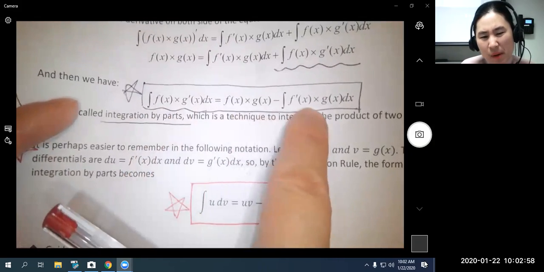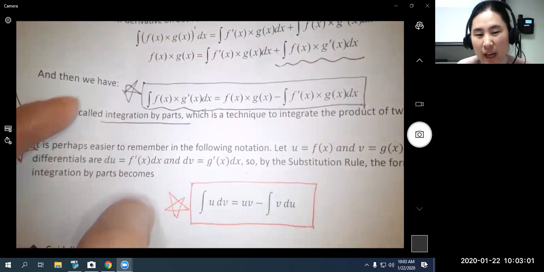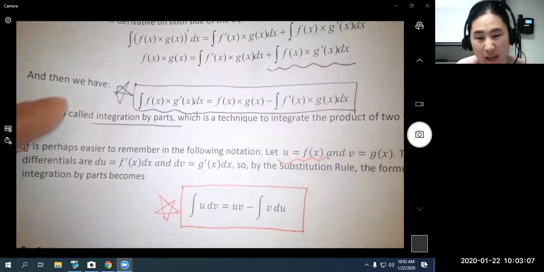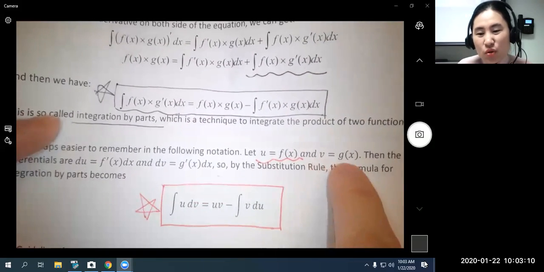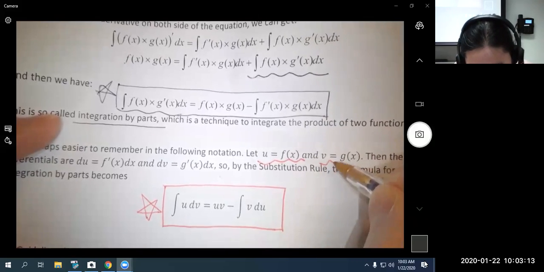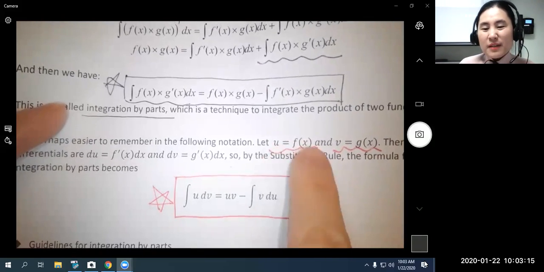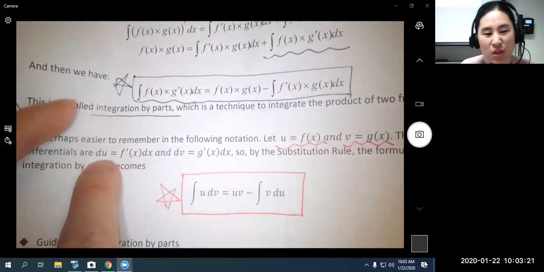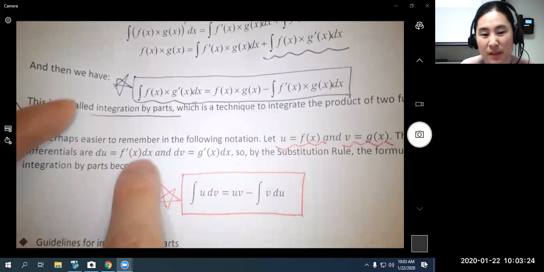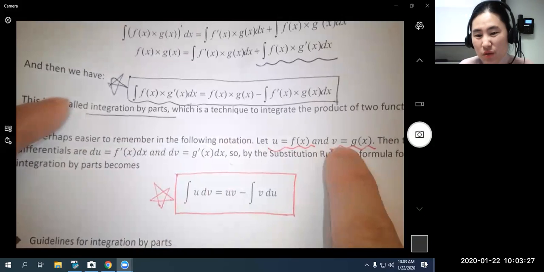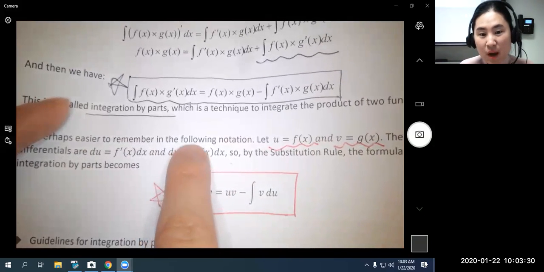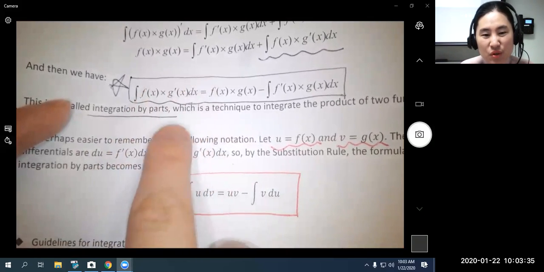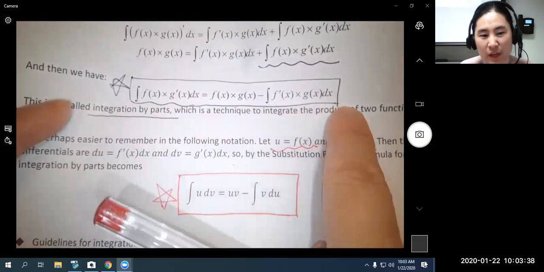Because this is so hard to remember, what we can do is we use substitution. We're going to let f of x equal u. We're gonna let v equal g of x. So from this substitution, if we differentiate both sides, we get du equals what? f prime dx. If v equals g of x, we know dv will equal g prime of x dx. So we're gonna use substitutions to rewrite this formula for integration by parts.